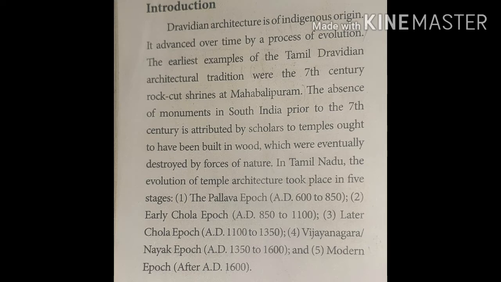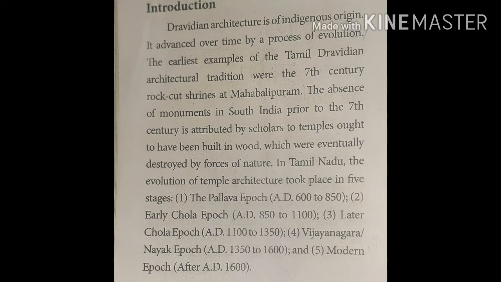Dravidian architecture has advanced by a process of evolutionary changes. The earliest example of the Tamil Dravidian architecture has been found in the rock cut shrines at Mahabalipuram. These were examples of 7th century Tamil Dravidian architecture. In Tamil Nadu, the evolution of temple architecture took place in 5 stages.